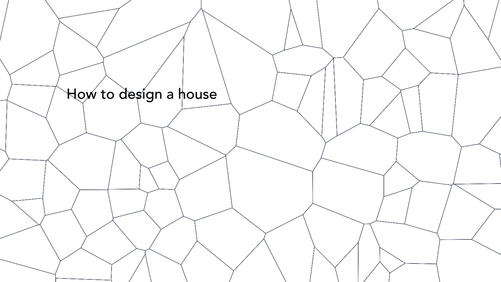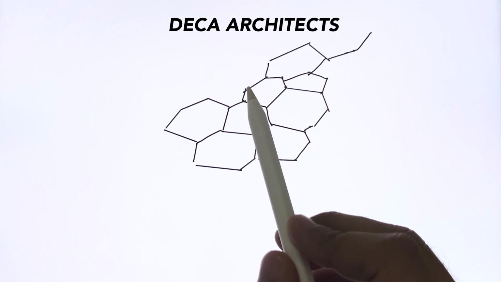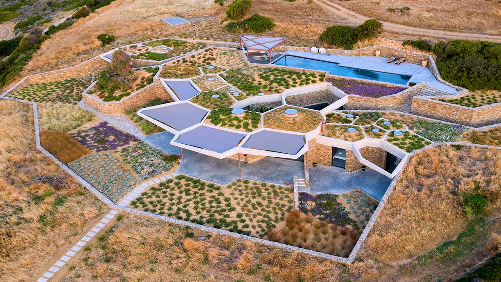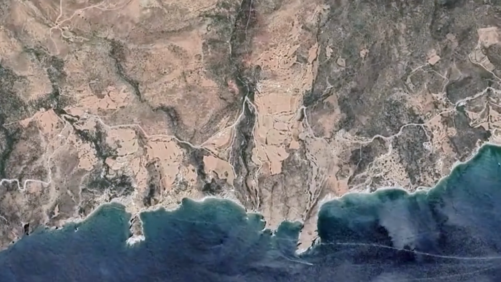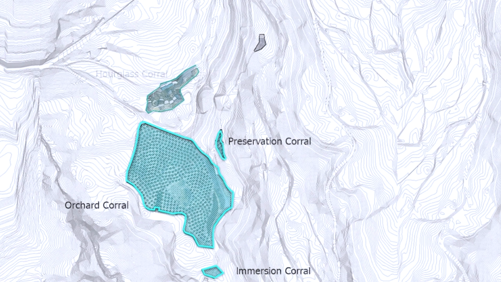How to design a house with a Voronoi shaped pattern. When it comes to learning, there is a great masterpiece by Deca Architects, a firm based in Greece. They designed the project named Voronoi Corals in the landscape of southern Milos, spanning a total area of 90,000 square meters and incorporated 5 corals. So what is a Voronoi pattern?